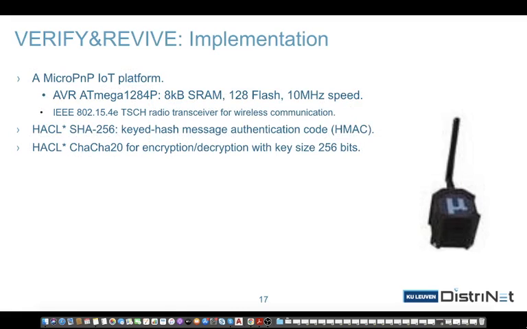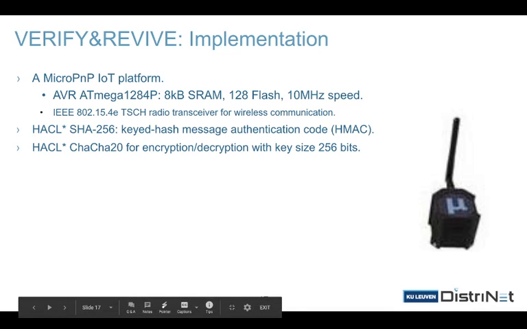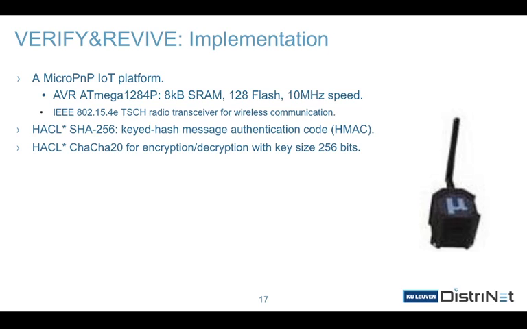In terms of implementation, the Verify and Revive architecture is implemented on the MicroBnB platform that accommodates an AVR microcontroller and uses a low-range radio transceiver for wireless communication. We also considered using two formally verified cryptographic primitives from the HACL library for authentication and encryption and decryption as well. Of course, for authenticated integrity verification and encryption and decryption.